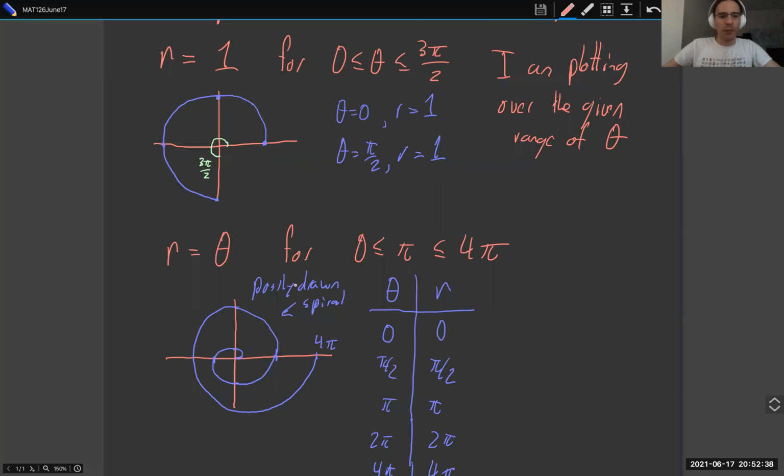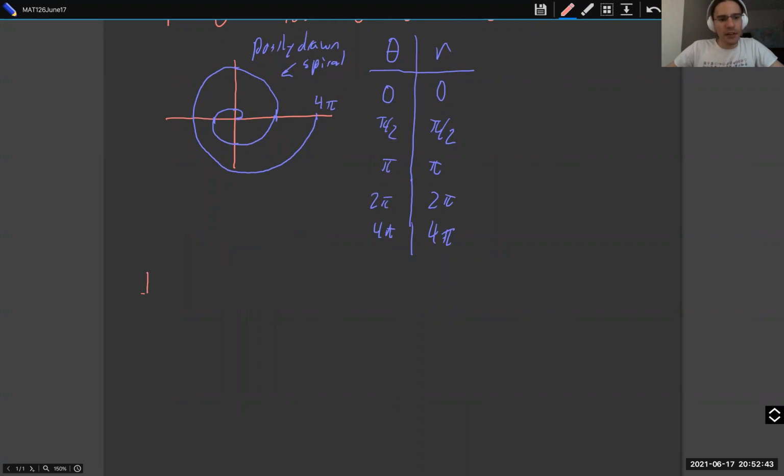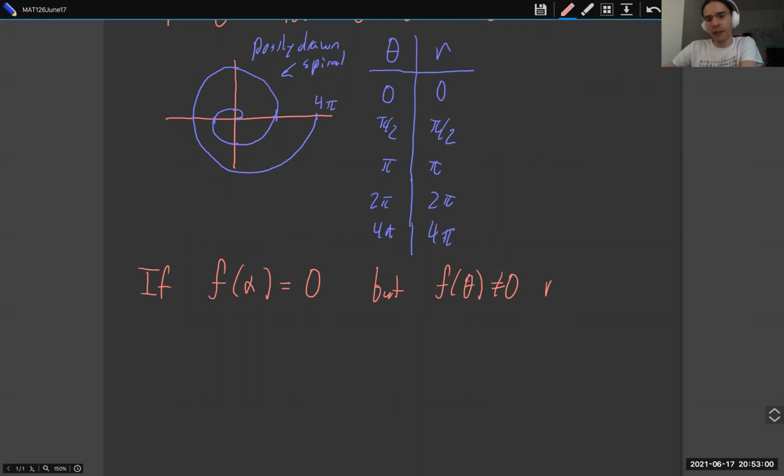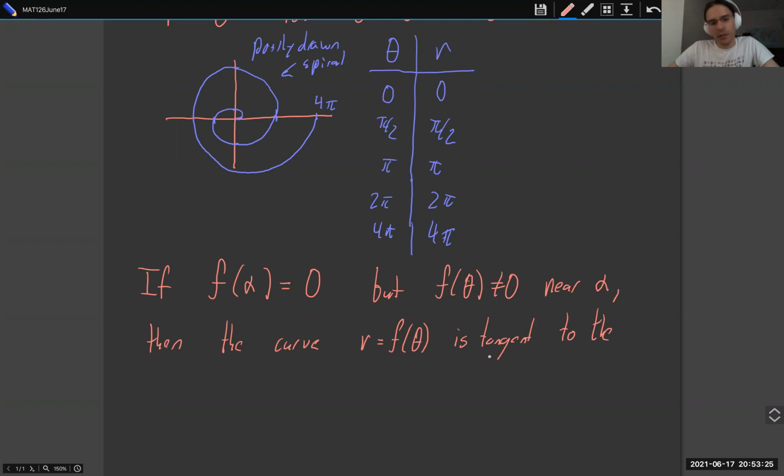Now, there's one thing that I want to mention about polar coordinates. If f of alpha is equal to 0, but f of theta does not equal 0 near alpha, then the curve r equals f of theta is tangent to the line theta equals alpha at the origin.